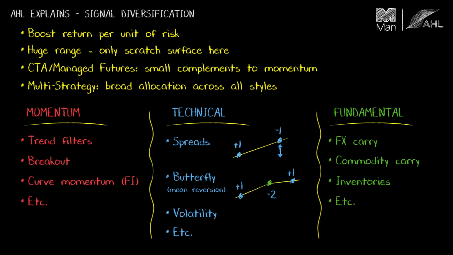So those really are the three blocks of different style systems that you can think of in terms of how you can diversify your signal. As I've said, the majority of trend followers will have their investment signal concentrated in the momentum space, but alongside that, they will produce some diversification by having exposure into these technical or fundamental systems.